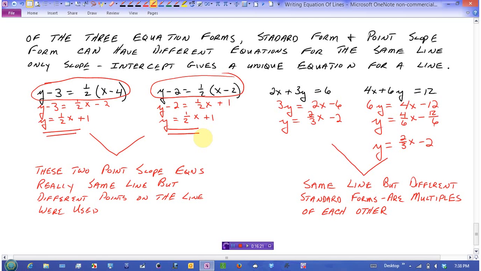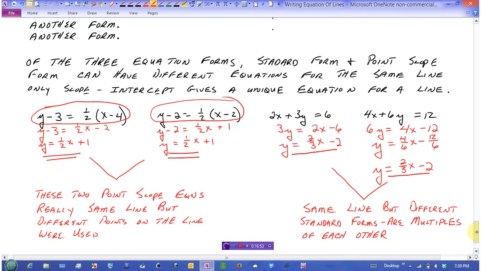And the same thing here for these standard form lines. These standard form lines do not have the same equation. But after I do the algebra and I convert them into slope-intercept form, what I have is this equation and the equation from the second one are exactly the same. So in reality, these two standard form lines, 2x plus 3y equals 6 and 4x plus 6y equals 12, are actually the same line, but we couldn't see that in standard form. That's why we always want to convert those to slope-intercept form.